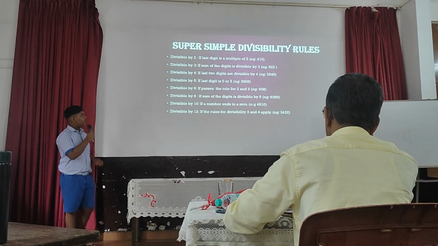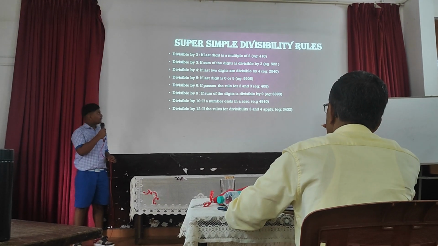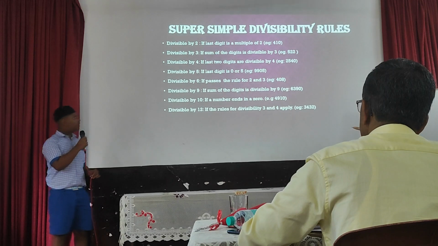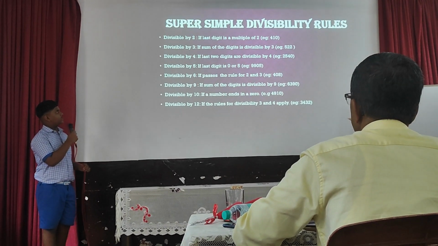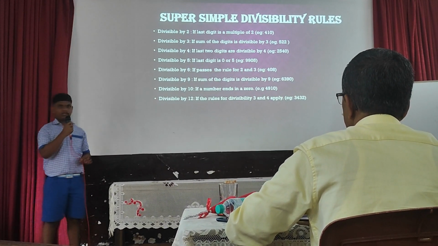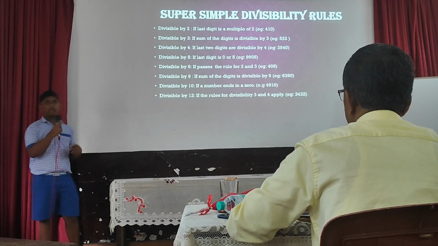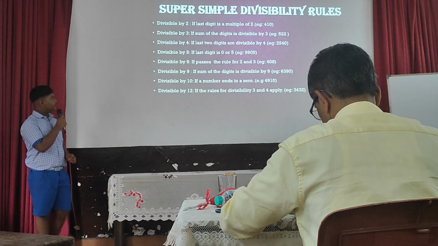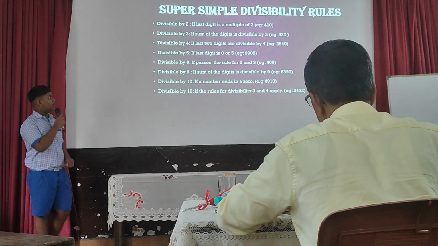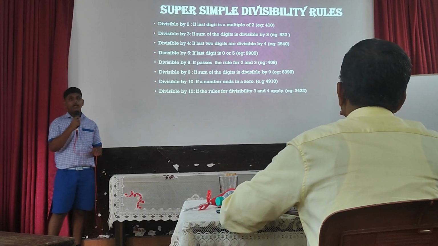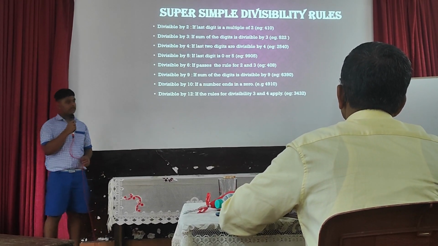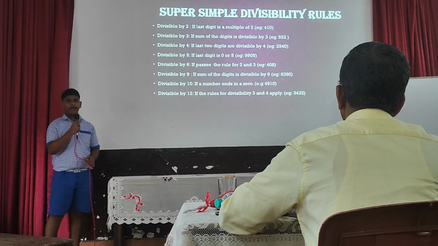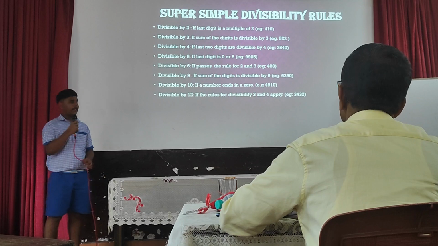Divisible by 5. If the last digit is 0 or 5, that number is divisible by 5. Divisible by 6. If the last digit is a multiple of 2, that number is divisible by 6. Second step, if the sum of the digits is divisible by 3, that number is also divisible by 6. Divisible by 9. If the sum of the digits is divisible by 9, that whole number is divisible by 9.